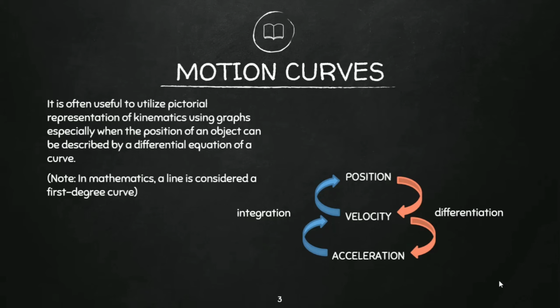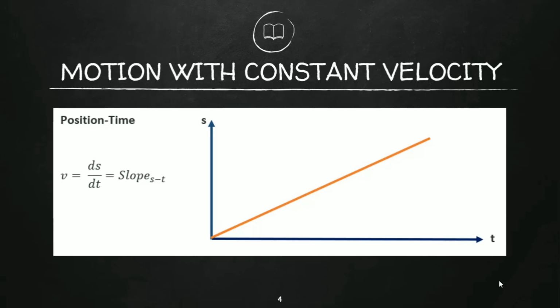Let's have this example for the motion of an object with constant velocity. You have your time in the horizontal axis and position s in the vertical axis. We have this line that can be written as y equal to mx plus b, wherein m is equal to the slope of the line. Now, from this position time graph, if you will differentiate the equation of this line with respect to time t, then you will arrive with the velocity time graph.